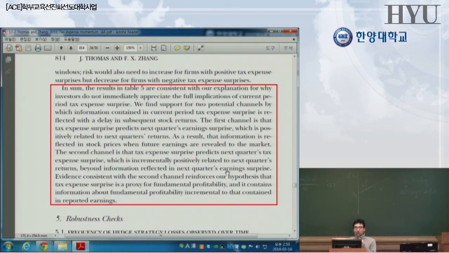아까 표현된 내용 그대로 설명합니다. Evidence consistent with the second channel reinforce our hypothesis that tax expense surprise is a proxy for fundamental profitability, and it contains information about fundamental profitability incremental to that contained in reported earnings.